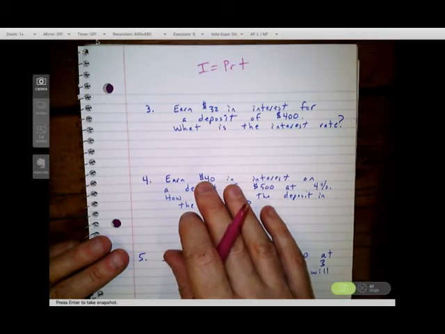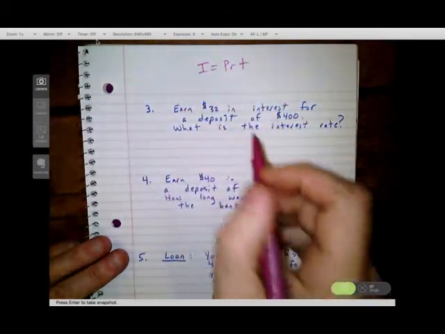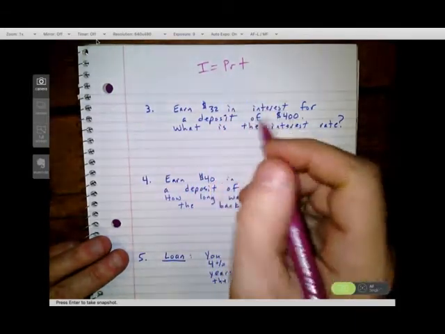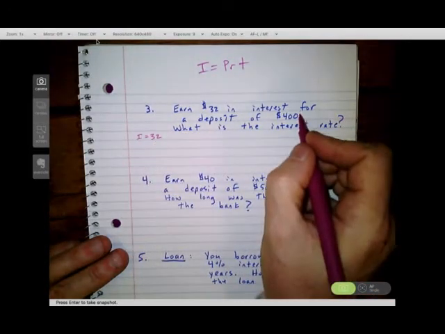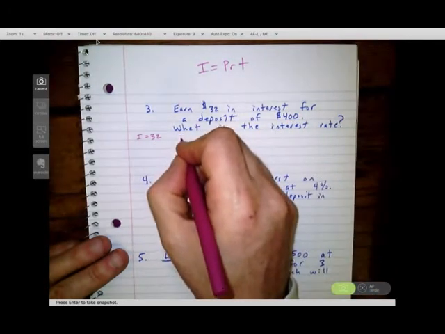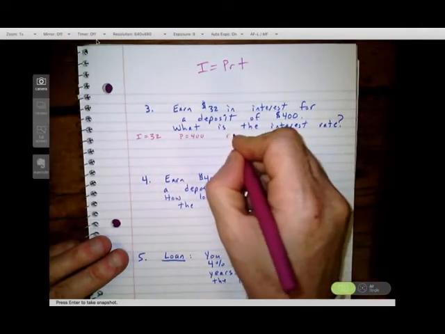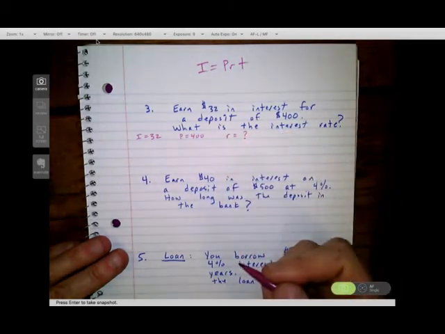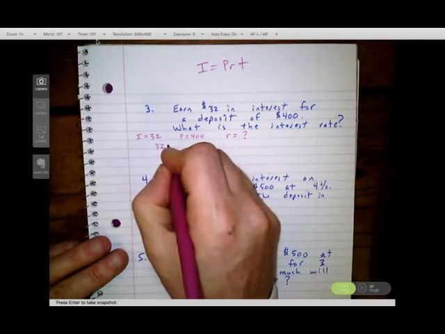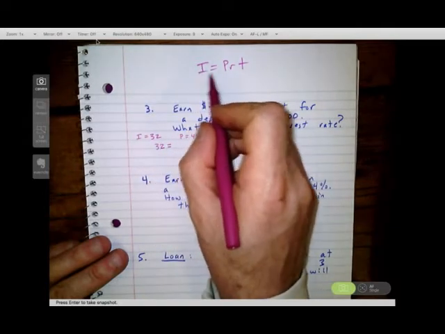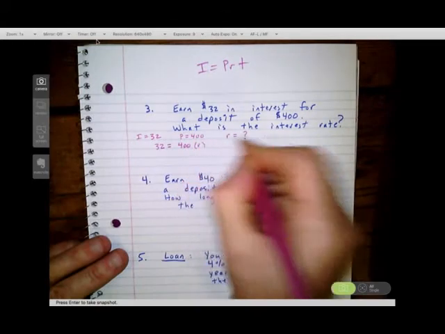Okay, so we got to do a little bit of solving. So I'm going to plug in what I know into my formula. So $32 in interest, that's I. So I equals 32. Our deposit of $400, that's our initial amount, or our principal. And what we're looking for is R. So R is who knows. So we're going to solve for that. So 32, the interest, is the principal, 400, times the rate.